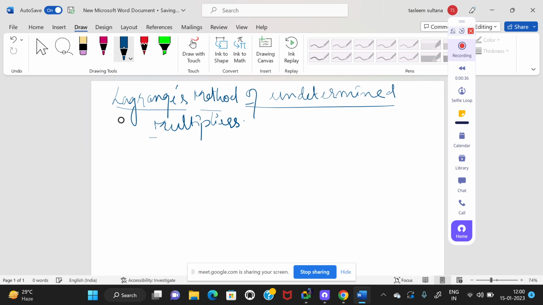They're going to give you a function, subject to a constraint. The function will be in the form of f of x, y, z, and the constraint will be in the form of phi of x, y, z is equal to 0.